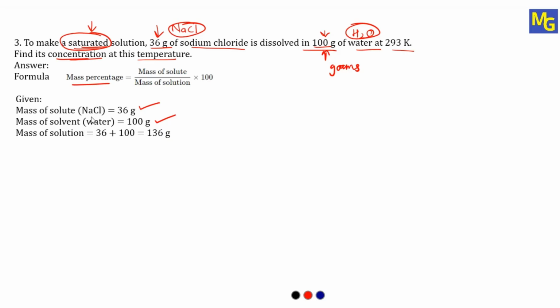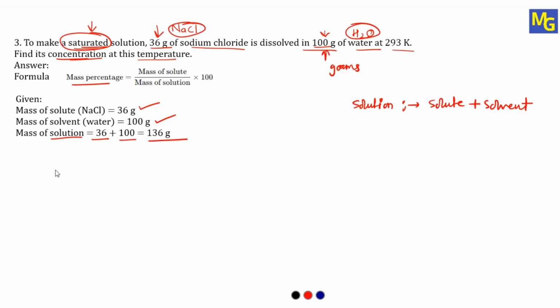And when you mix the solute and solvent, we get a solution. So remember, what is a solution? To prepare a solution, we require a solute and it should be mixed with the solvent. Then we will get a solution. So now we are going to add these two values to find the mass of solution. Mass of solution equals mass of solute, 36, plus mass of solvent, 100. We will get 136 gram.